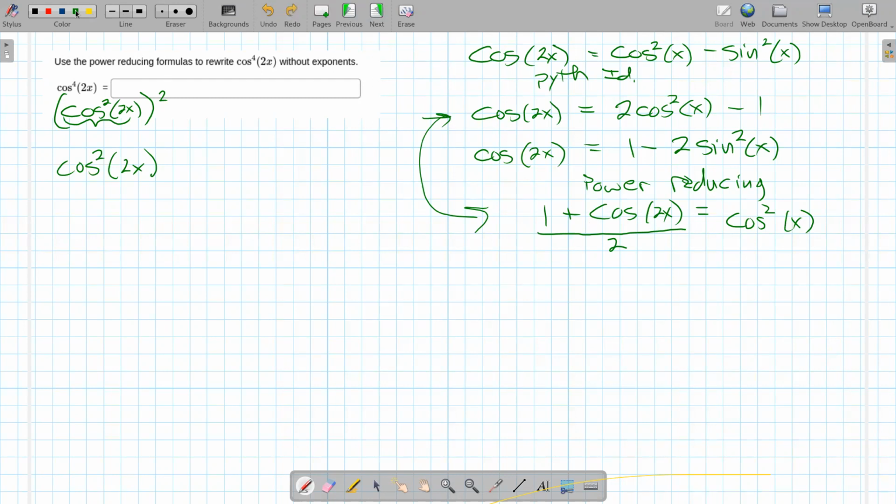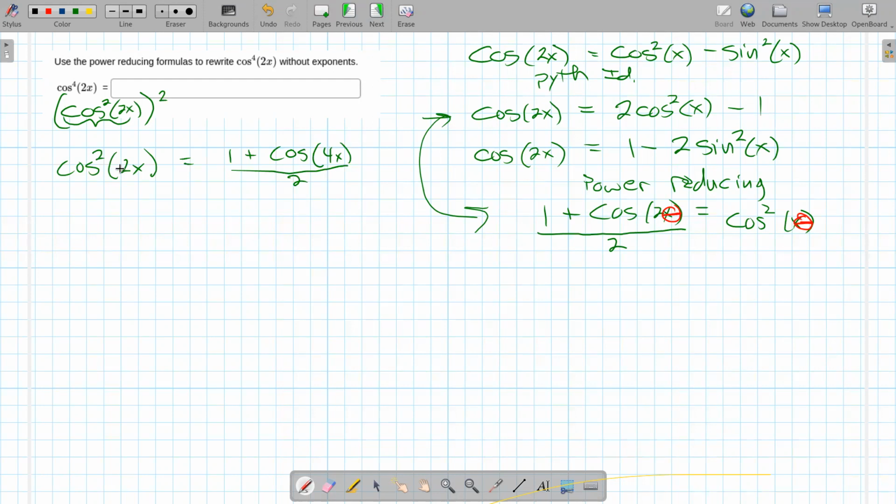So another way to think about this formula is, let's call this theta instead. Whatever angle is under the square of the cosine has to be doubled on the other side. So whatever angle I have over here has to be doubled on the other side. So that's going to be equal to 1 plus cosine of double that angle. So that's going to be a 4x over 2.